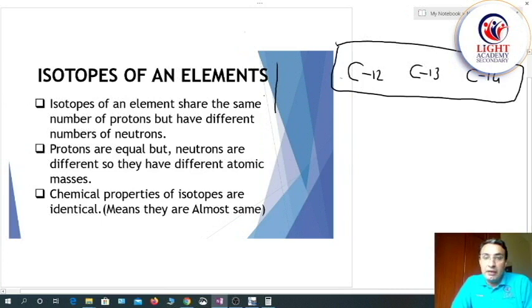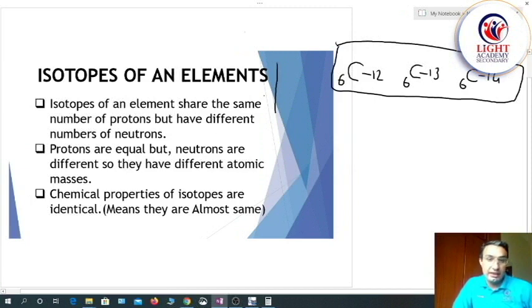Actually, for an element, we consider the atomic number. If the atomic numbers are the same, these elements are the same. I know that the atomic number of carbon is 6, 6, and 6. So that means these are the same elements, just physically they have different weights, different masses.